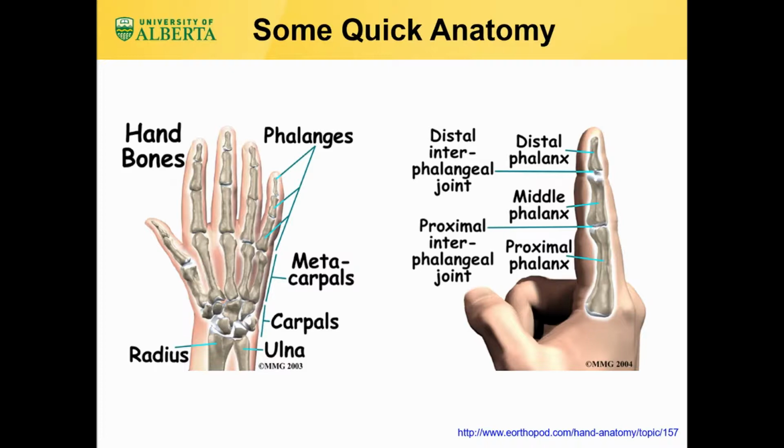The interphalangeal joints are stabilized by a volar plate, which is essentially a thick ligament that limits extension, and two collateral ligaments which stabilize the joint by connecting the lateral aspect of the head of one phalanx to the palmar aspect of the base of the adjacent one.